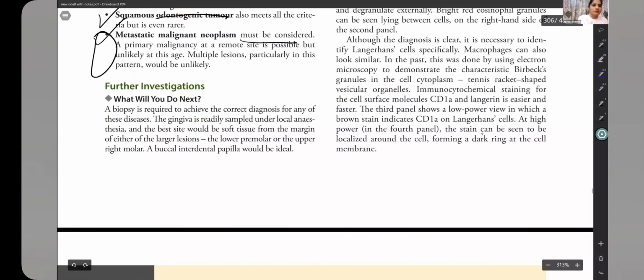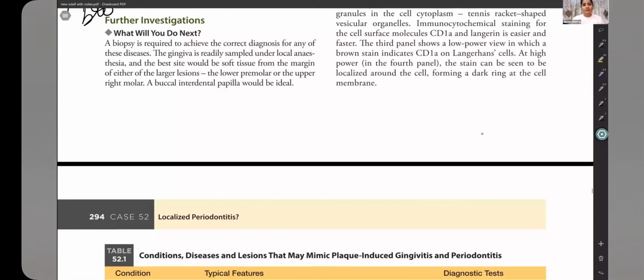Mostly metastatic deposit is seen on the posterior mandible. Here we have both the maxilla and the mandible involvement, so we have multiple sites rather than a single metastatic deposit. So that's why that makes it a slightly less likely differential diagnosis. So what will you do next now? Because all these three conditions which you are putting on differential diagnosis can be easily ruled out on the basis of histology. So you would require a biopsy. It would be required to achieve the correct diagnosis for any of these diseases.